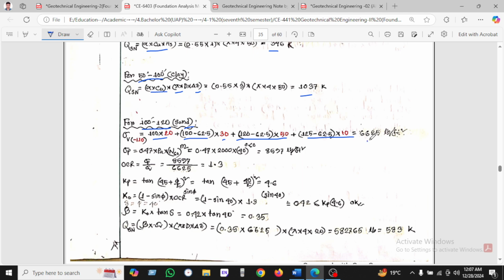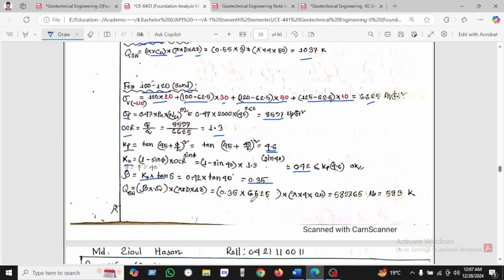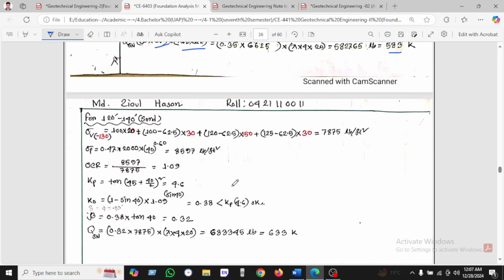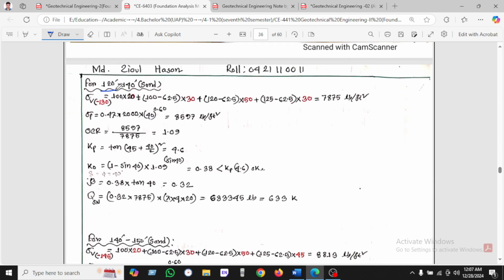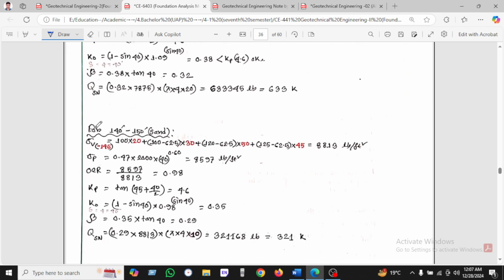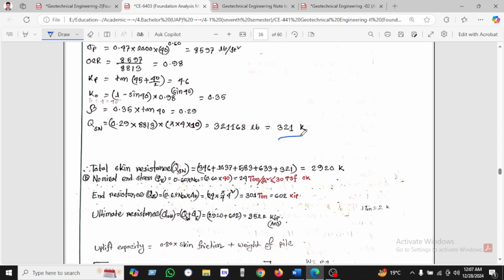value, and found 6625, and sigma p equal to 8590, and overconsolidation ratio 1.3, Kp equal to 46, and K naught equal to 0.42, which is less than 46, so it is okay, and beta we have found 0.35, and putting the beta in 5 into alpha bts, and found 583. So in this way we will calculate the 20 to 40 and 40 to 50, and putting all the total resistance values, and found 9420.